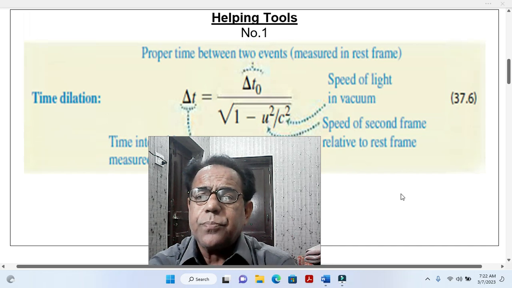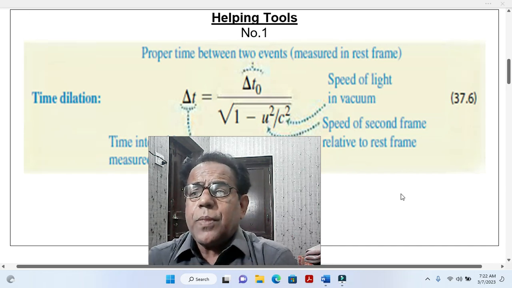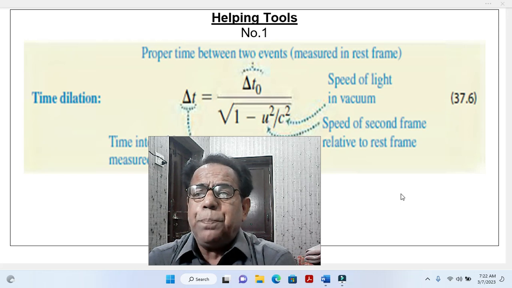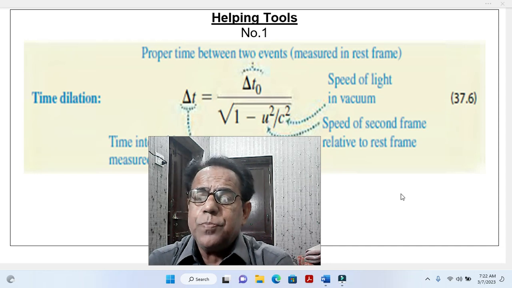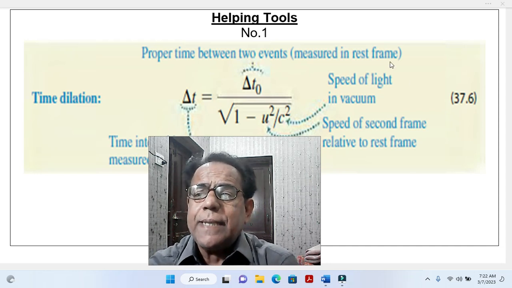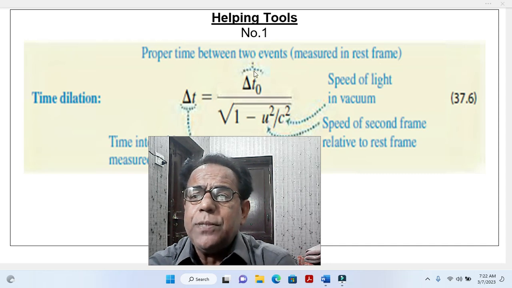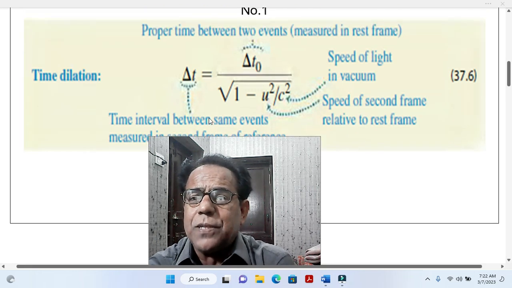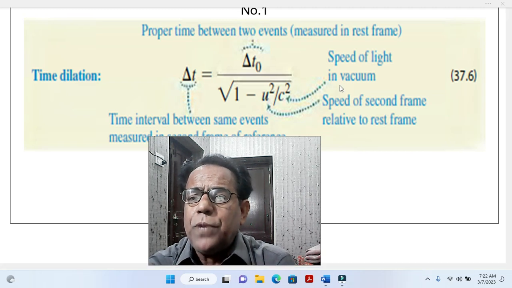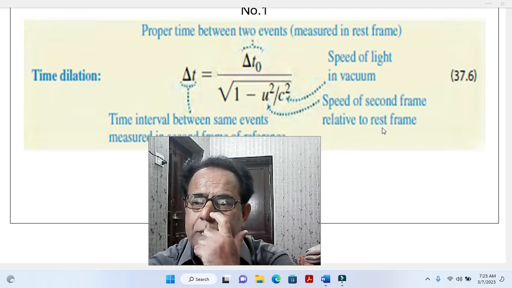Delta t naught is the proper time between two events measured in rest frame. This is rest frame, proper time between two events measured in rest frame, while this is in second reference frame. In 1 minus u square over c square, c is the speed of light in vacuum and u is the speed of second frame with respect to first frame, speed of second frame relative to first frame.